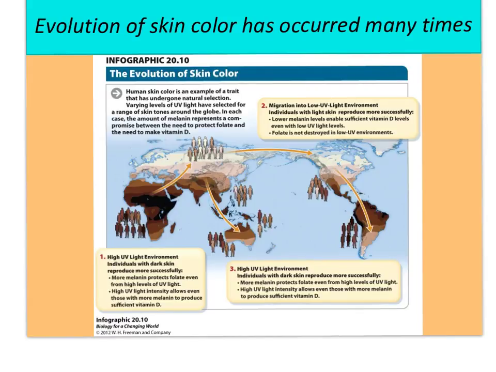And then if you look at Australian Aborigines, they have very dark skin, much like Africans, but a lot of them actually have blonde hair. That was another different mutation.